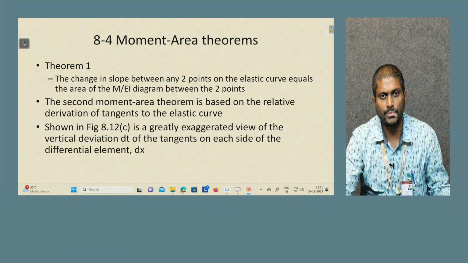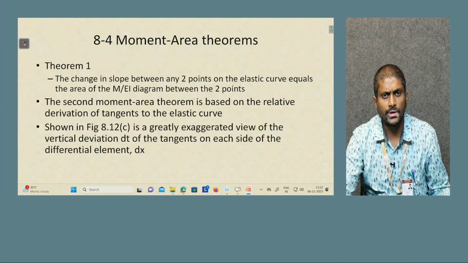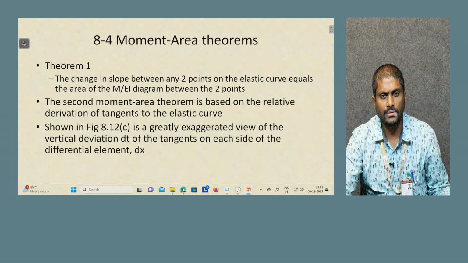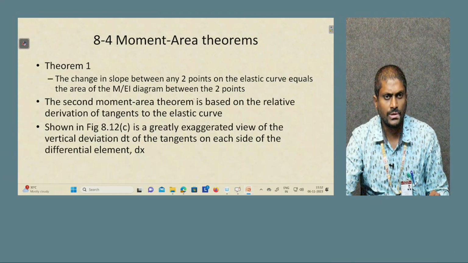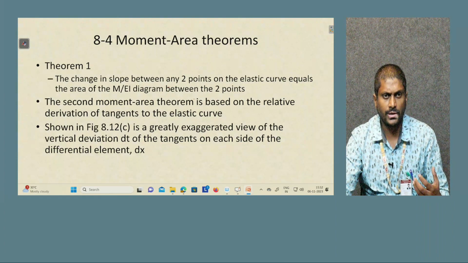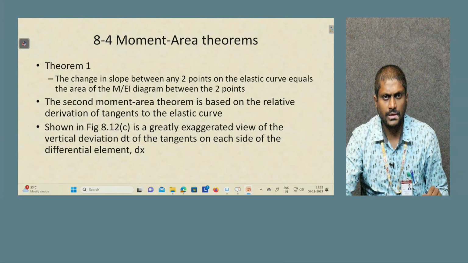So the moment area theorem means once you calculate the bending moment diagram, you have to divide it by EI to get the M by EI diagram. Once that EI division happens, then the M by EI diagram will be ready. Then the second moment area theorem is based on the relative deviation of tangents to the elastic curve.